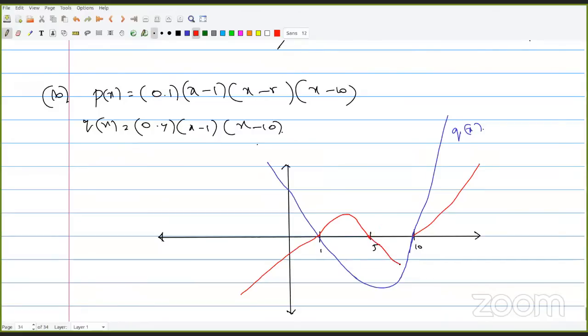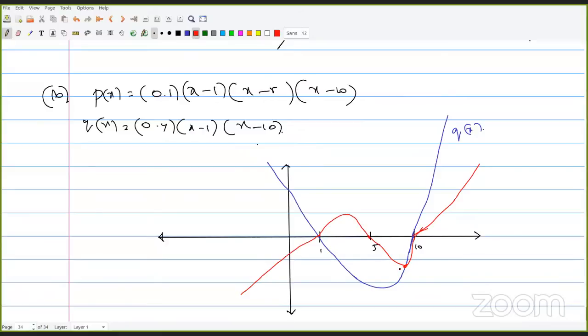Sir, will not the end behavior of both be collinear? No. See, don't worry about collinear or the same line. It will not go in the same line, but both will be on the positive side. That's it. That is what we need.